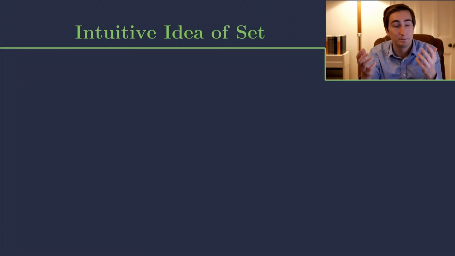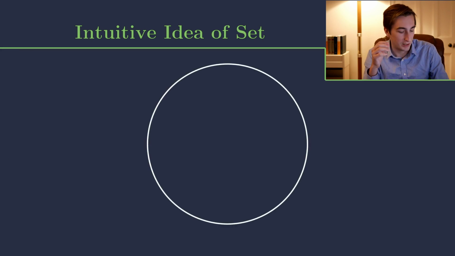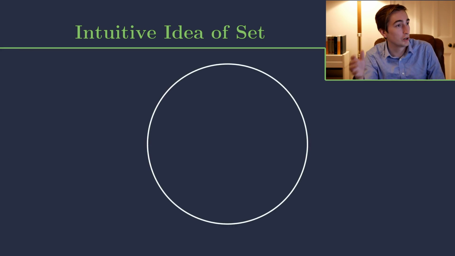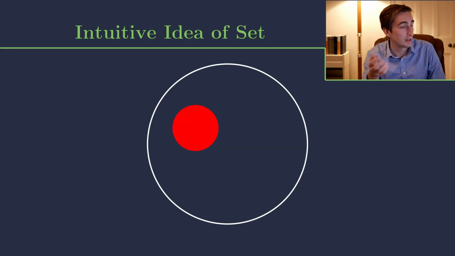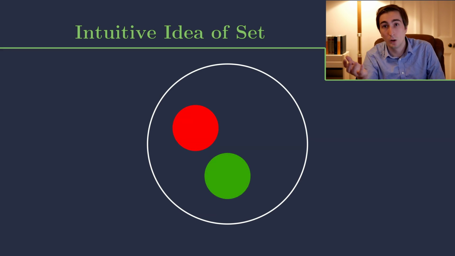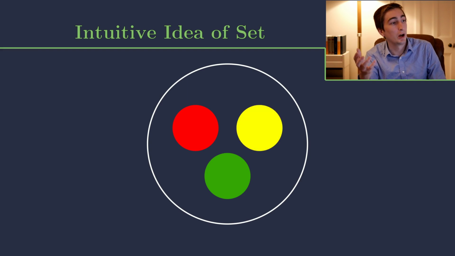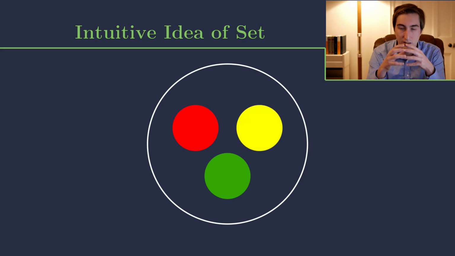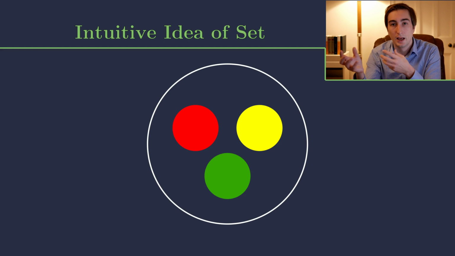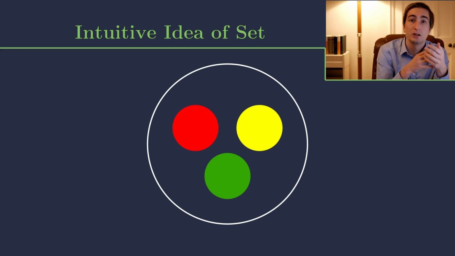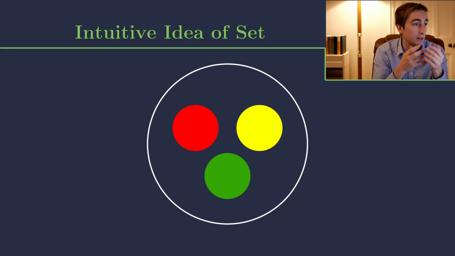I just want to start with an intuitive picture of a set. I draw this circle to think of as a bag, and in this bag I'm going to say that I take some objects: a red ball, a green ball, and a yellow ball. What I want to do is think about properties of this intuitive idea of a set and see if I can draw them over to construct a reasonable definition of a set.